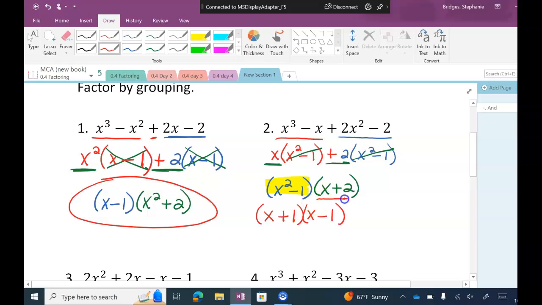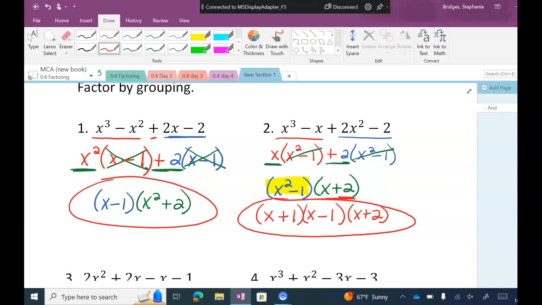What about that second piece? Does x plus 2 factor any further? No. So we're just going to bring that down. The order of the parentheses is not important, as long as you have 3 sets of parentheses: one with an x plus 1, one with an x minus 1, and one with an x plus 2. Kind of okay with those? Somewhat? Sort of? Okay.